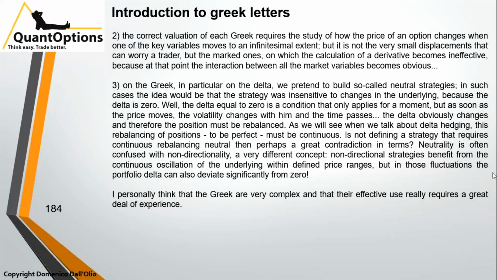and therefore the position must be rebalanced. As we will see when we talk about delta hedging, this rebalancing of positions, to be perfect, must be continuous. Is defining a strategy that requires continuous rebalancing neutral perhaps a great contradiction in terms? Neutrality is often confused with non-directionality, a very different concept. Non-directional strategies benefit from the continuous oscillating of the underlying within defined price ranges, but in those fluctuations the portfolio delta can also deviate significantly from zero.